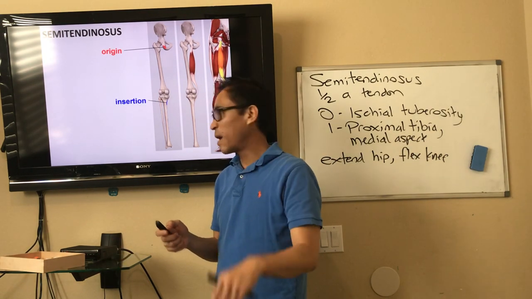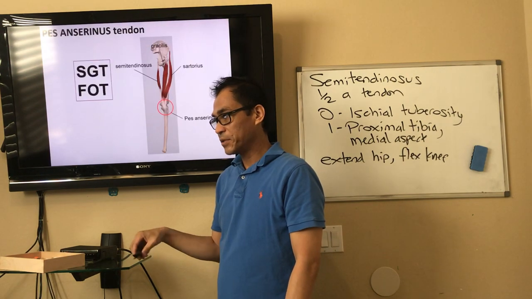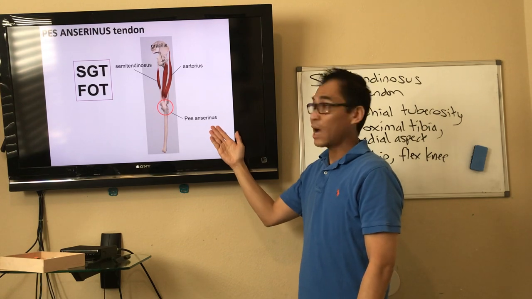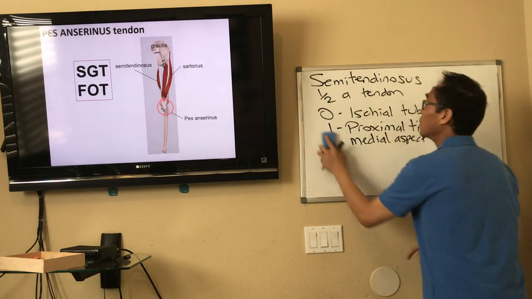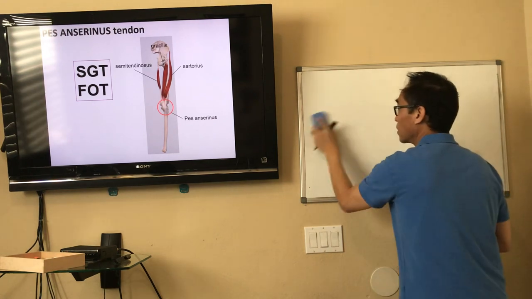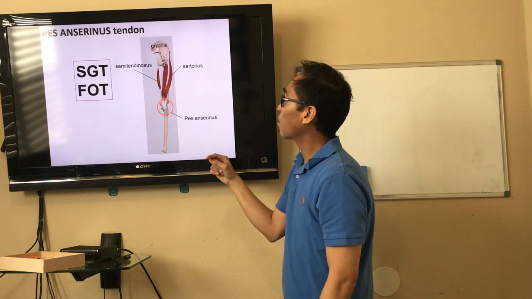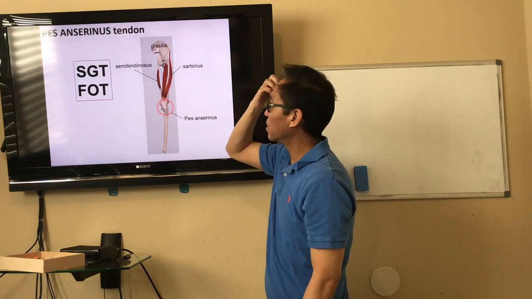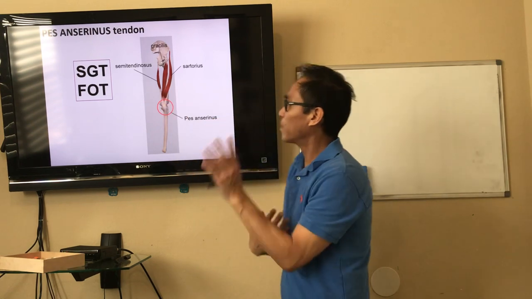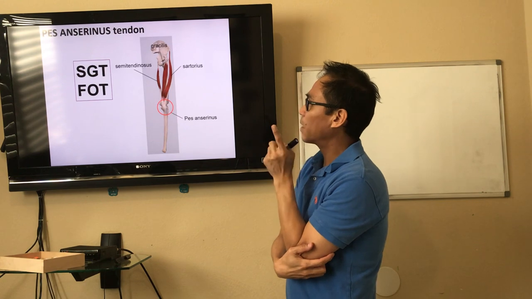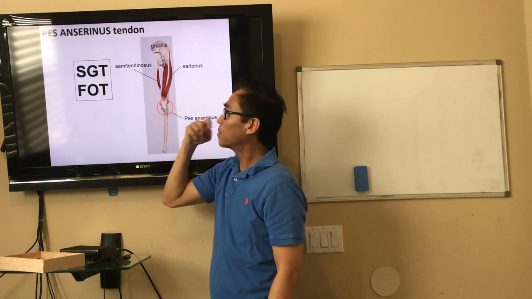So now we've talked about three muscles that insert on the medial proximal tibia. And there are three muscles here that insert via the pes anserinus tendon. I want you to know this, with a little sergeant foot as a memory jogger. What I'm trying to show you with this slide are the three muscles that insert on the medial aspect of the tibia via the pes anserinus. Sartorius for S, gracilis for G, semitendinosus for T, the T for tendinosus. Okay.